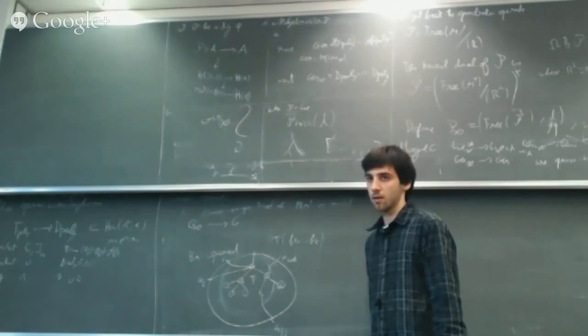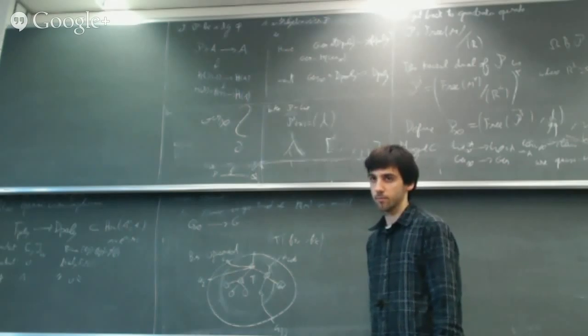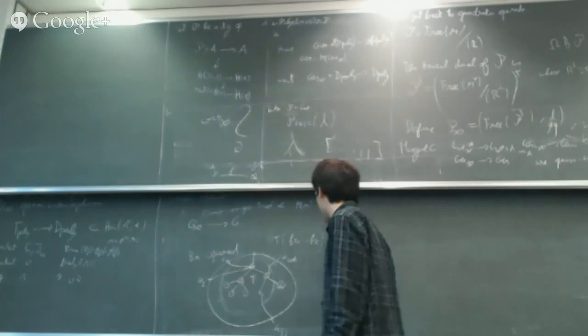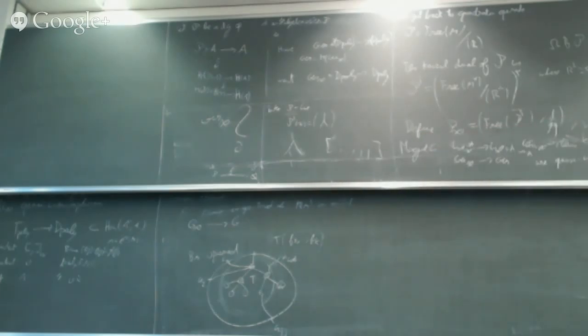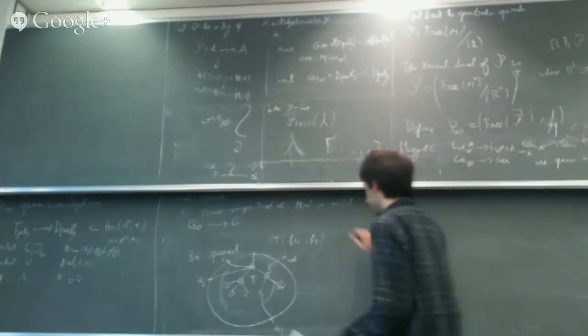Could we do an example with a tree with two nodes and some elements? We can do it. Okay. We can do it later.